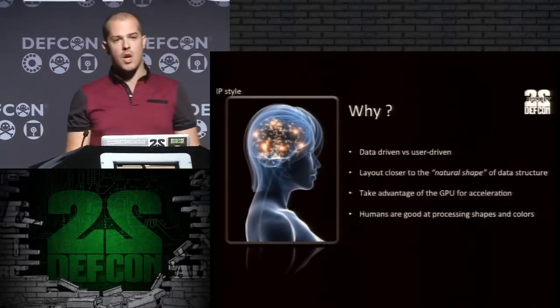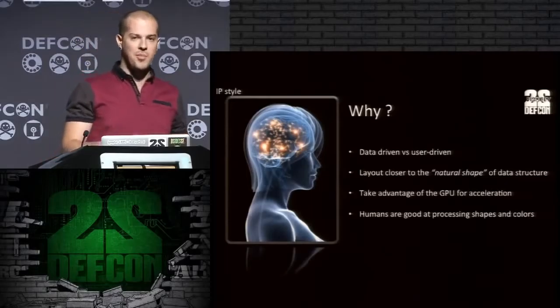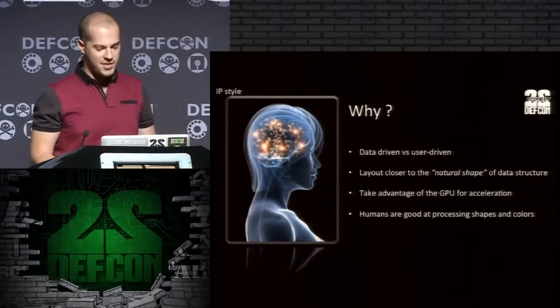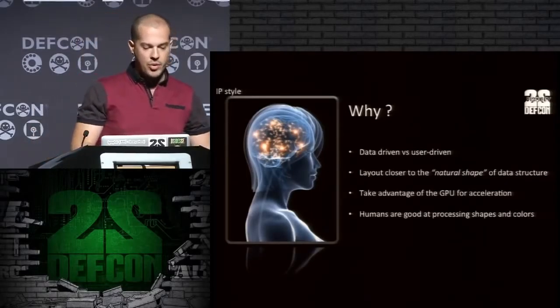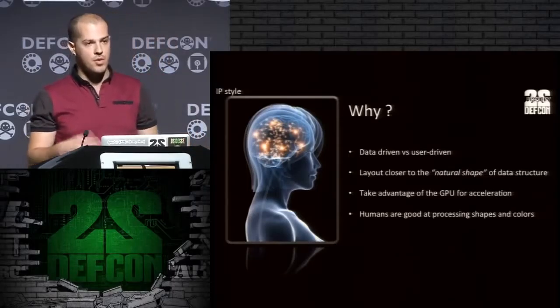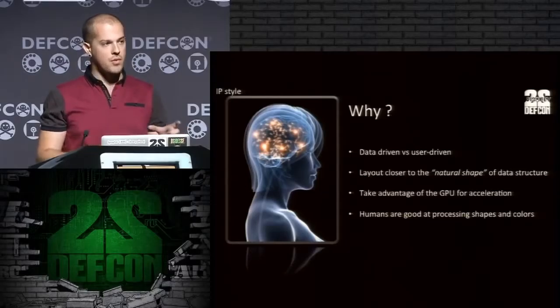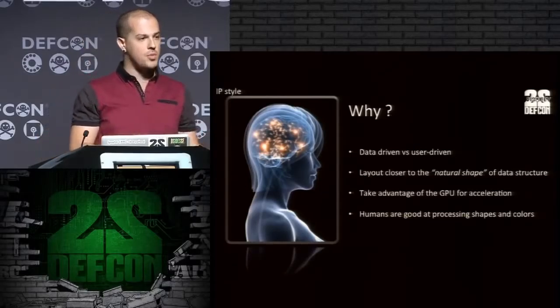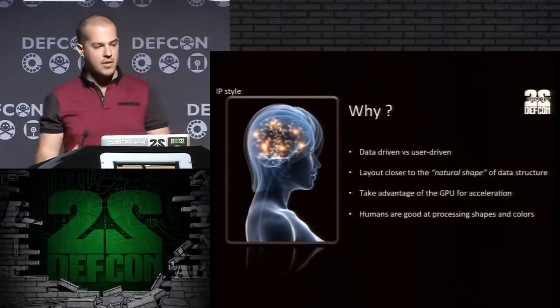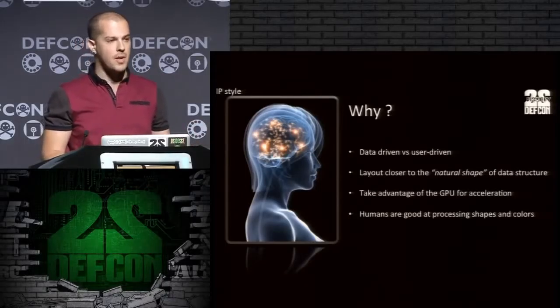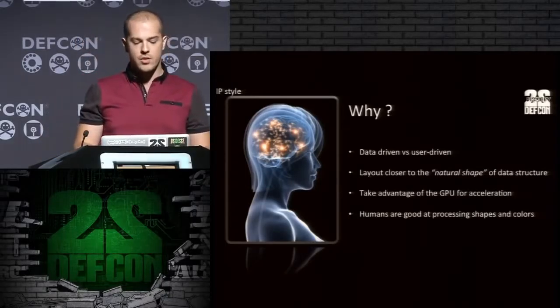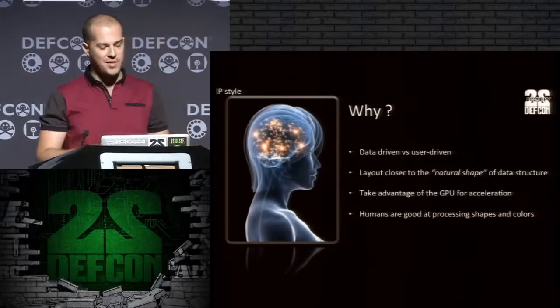Okay, main point. Why are we doing this? You look at the pictures and think, okay, that's pretty cool, but what's the point? The main point is the layout is data-driven versus user-driven. As you can see, the layout depends on the forces, and the forces depend on the connections between the nodes. So the result is a layout that completely depends on the data structure that you're looking at. It is much closer to what I like to call the natural shape of the data model that you're looking at.